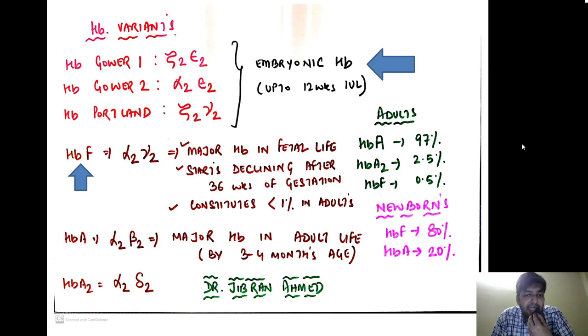It starts declining after 36 weeks of gestation and constitutes less than 1% in adults. Now HbA is alpha 2 beta 2, and it is the major form of hemoglobin in adult life, and it becomes the major form of hemoglobin by 3 to 4 months of age. Whereas HbA2 is also seen in adult life normally, at around 2.5%. It is alpha 2 delta 2. So adults are composed of 97% HbA, 2.5% HbA2 and 0.5% HbF, whereas newborns have 80% HbF and 20% HbA.